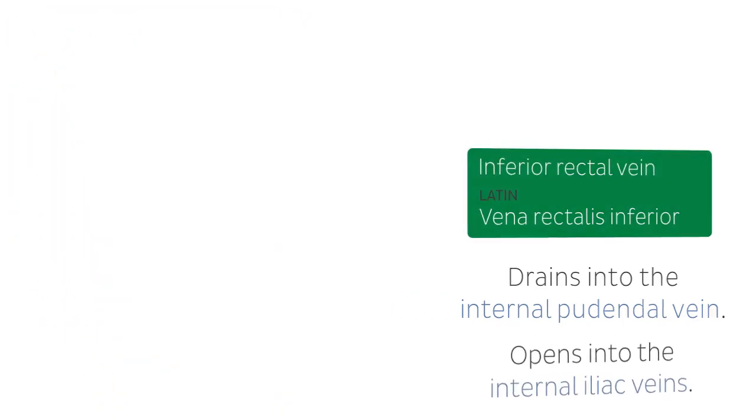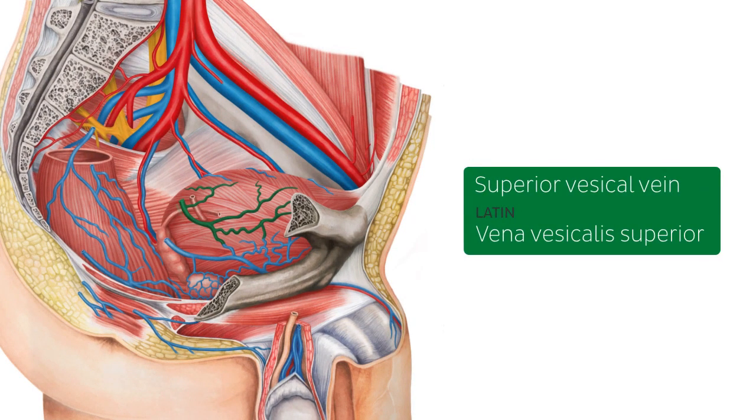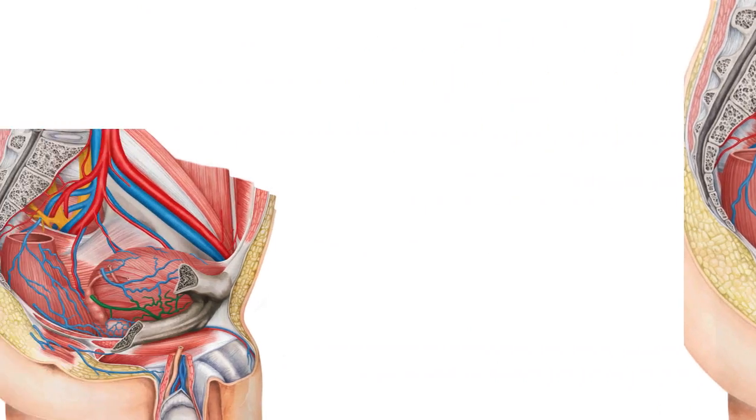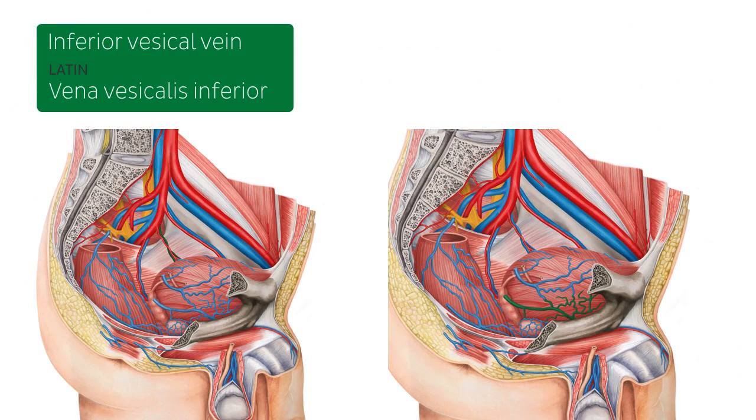Next, we're going to be highlighting here the superior vesical veins. They drain the upper and middle portion of the urinary bladder into the internal iliac veins. Next, we're going to see the inferior vesical veins. On this image, you see the left one, while on this image, you see the right one. The inferior vesical veins open or drain into the internal iliac veins.